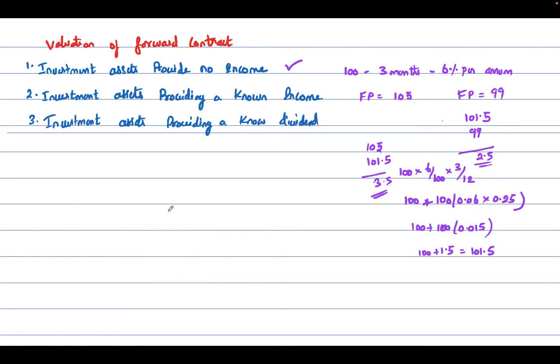So we can use this formula F equals S e to the power RT, where F is the forward price and S is the spot price.